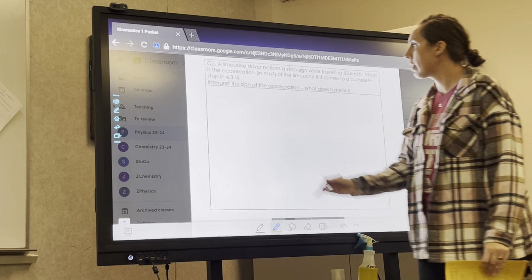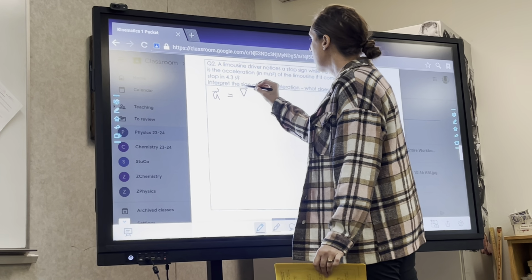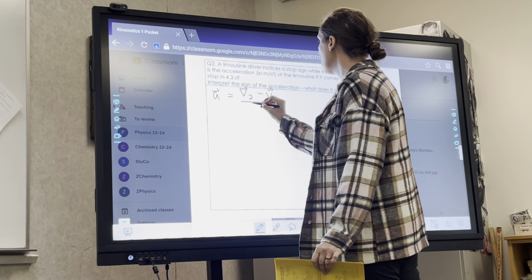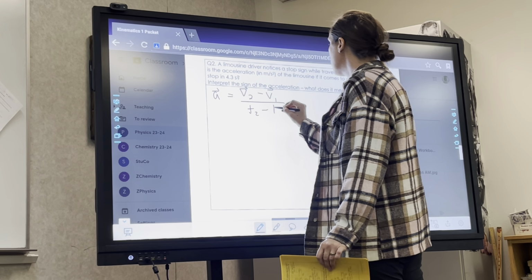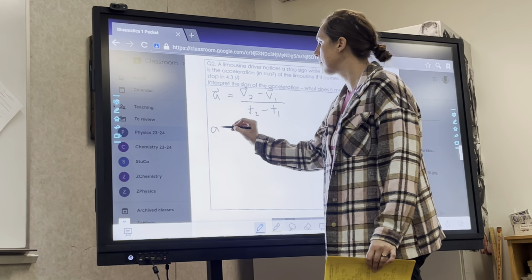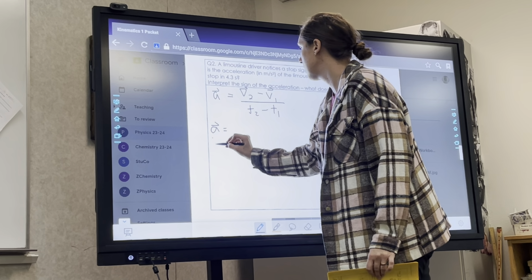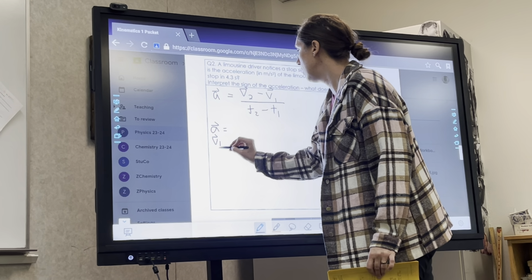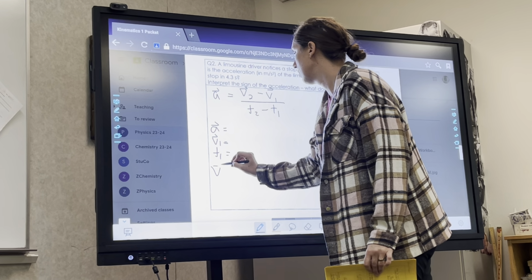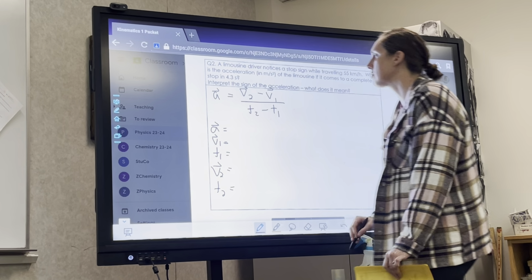Okay, so ready? Acceleration is final velocity minus initial velocity over final time minus initial time. Okay, what are all my V1, T1, V2, T2? So there are all my unknowns.